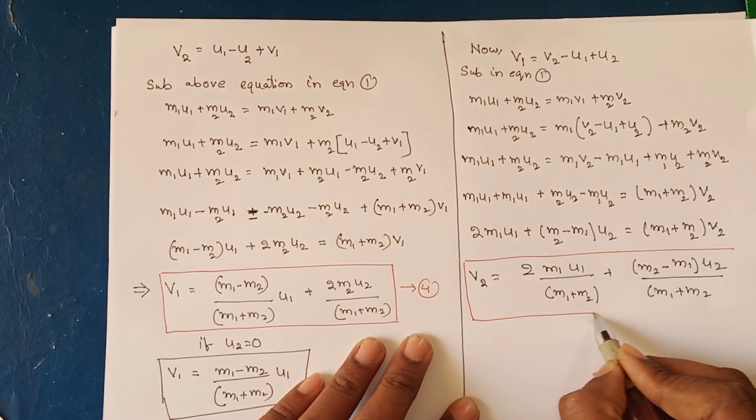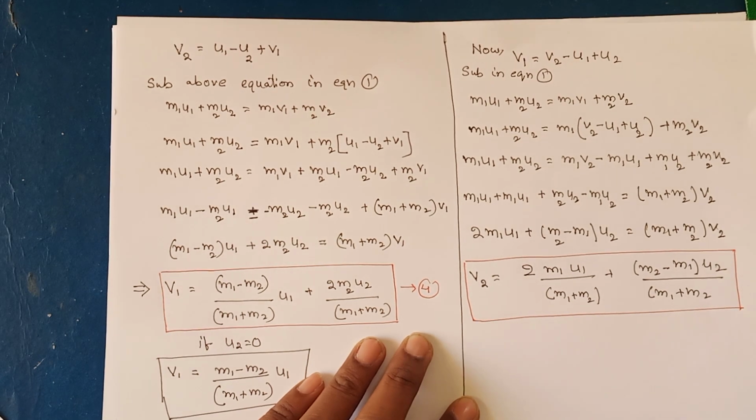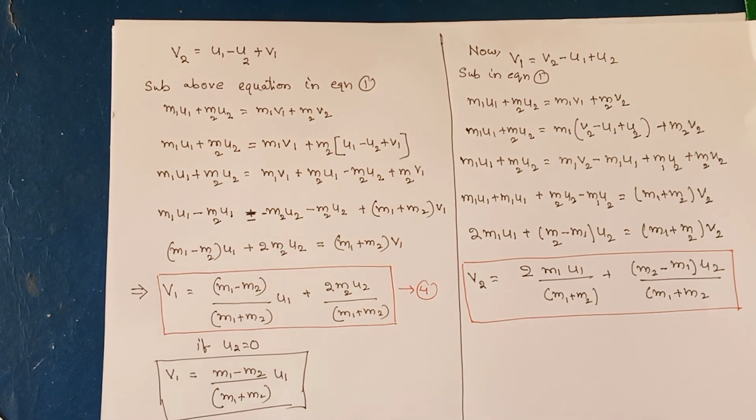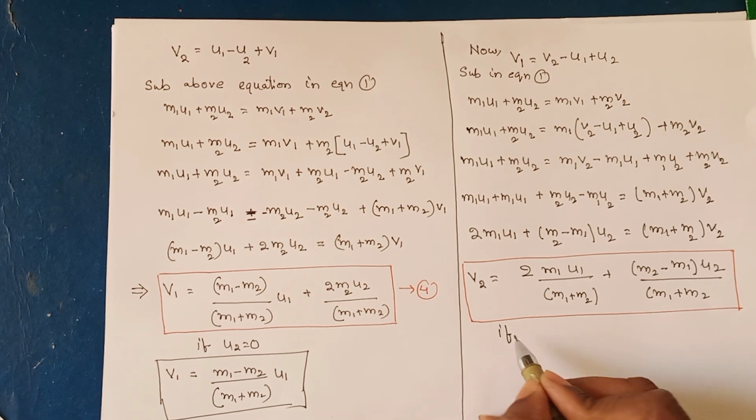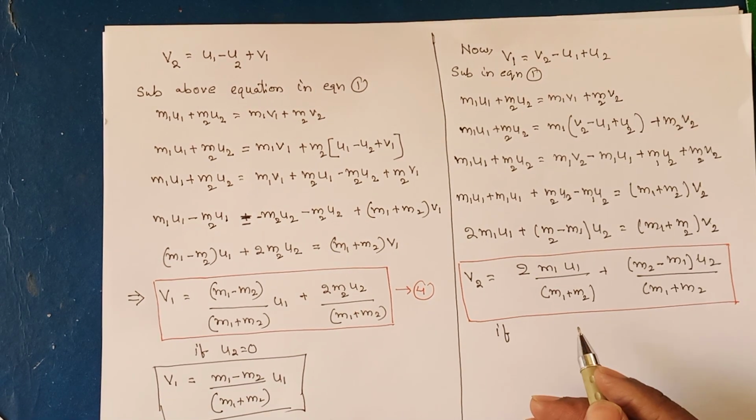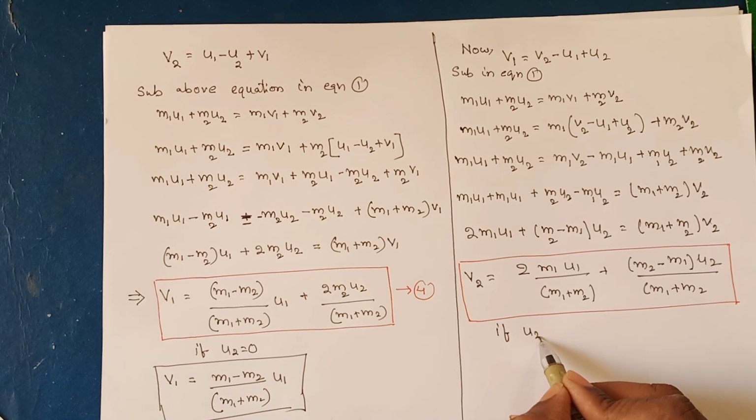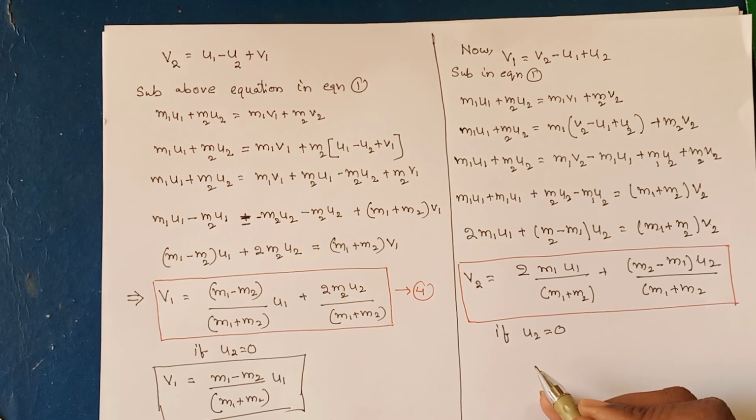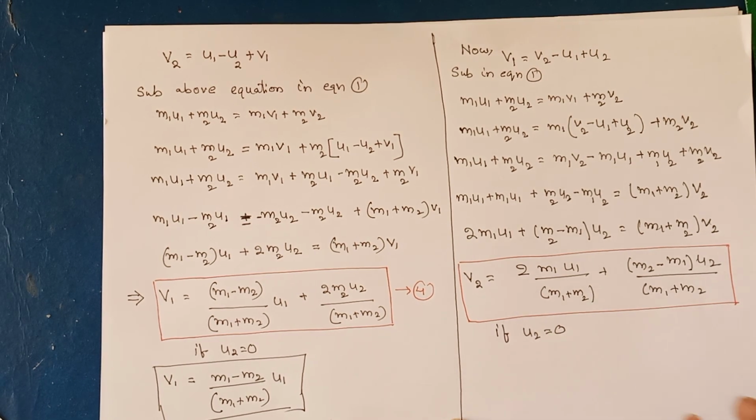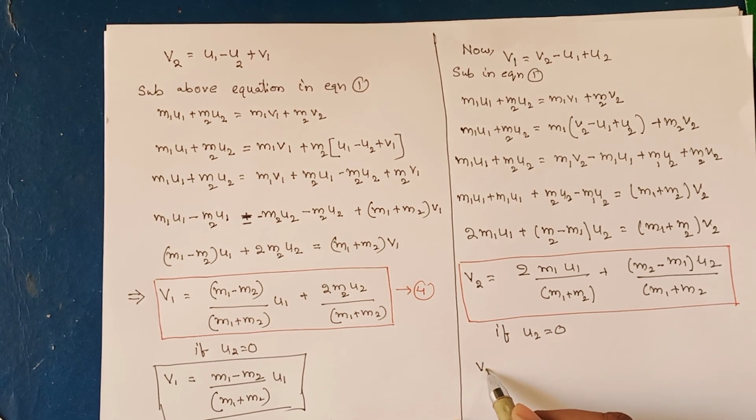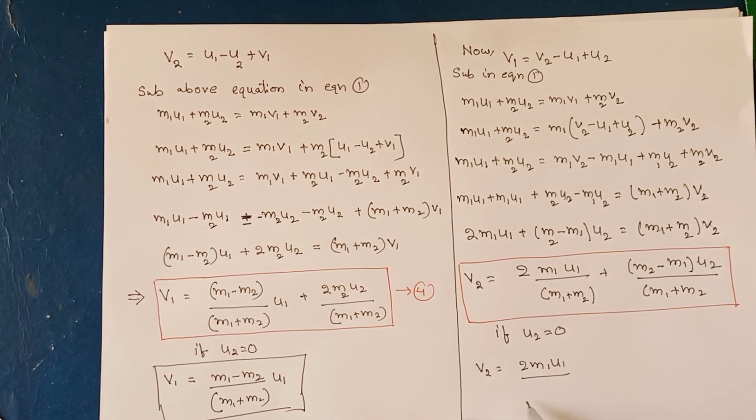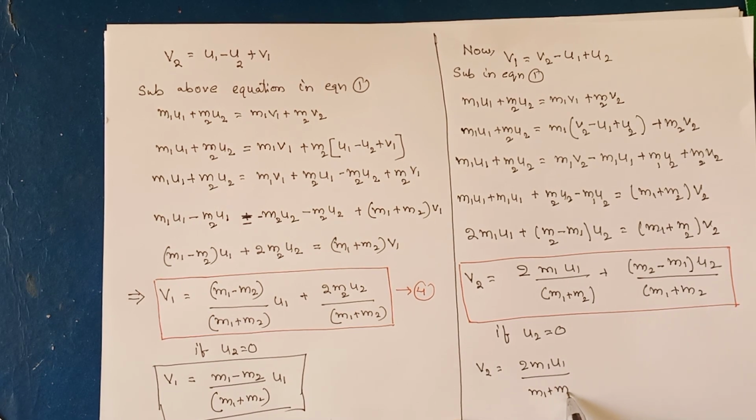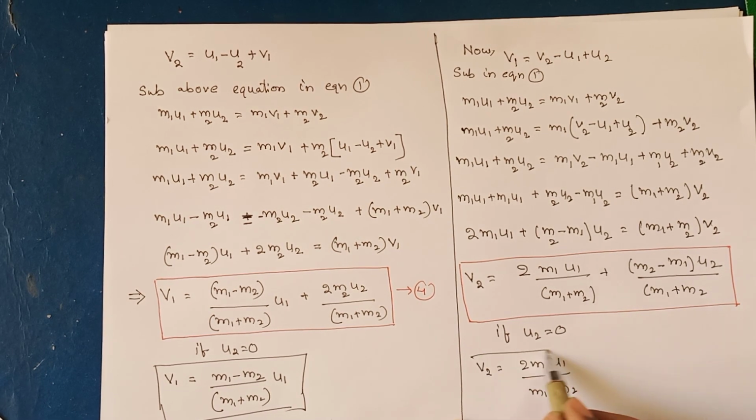And after collision also they travel in the same straight line, so we can call it a one dimensional collision. If we substitute u2, the second body at rest before collision, the second body will have velocity, so v2 is equal to 2 m1 u1 by (m1 plus m2). So this is the second body velocity after collision.